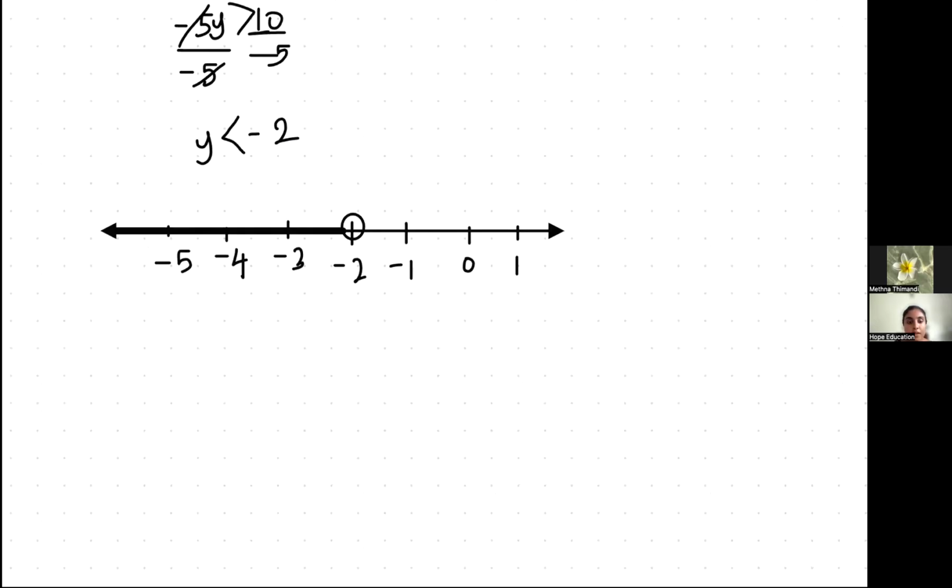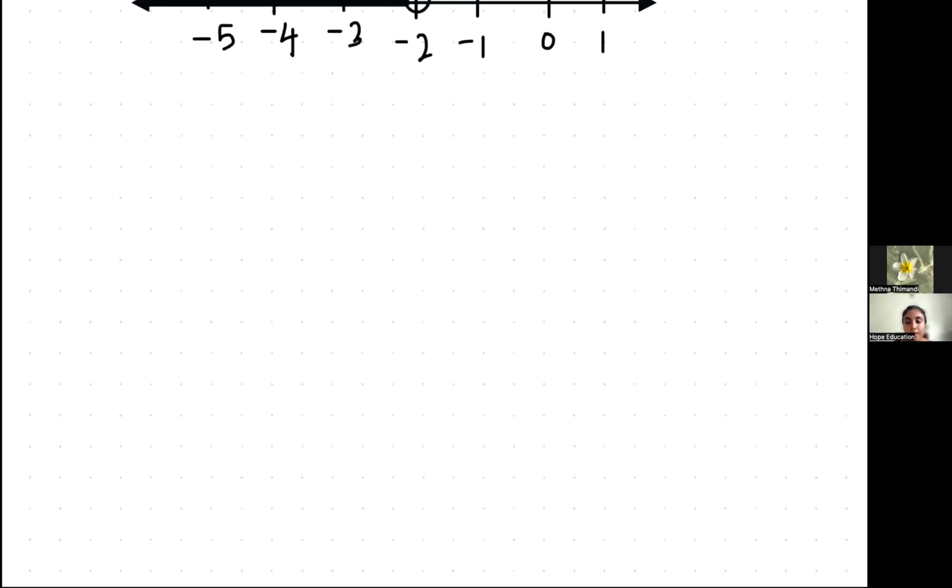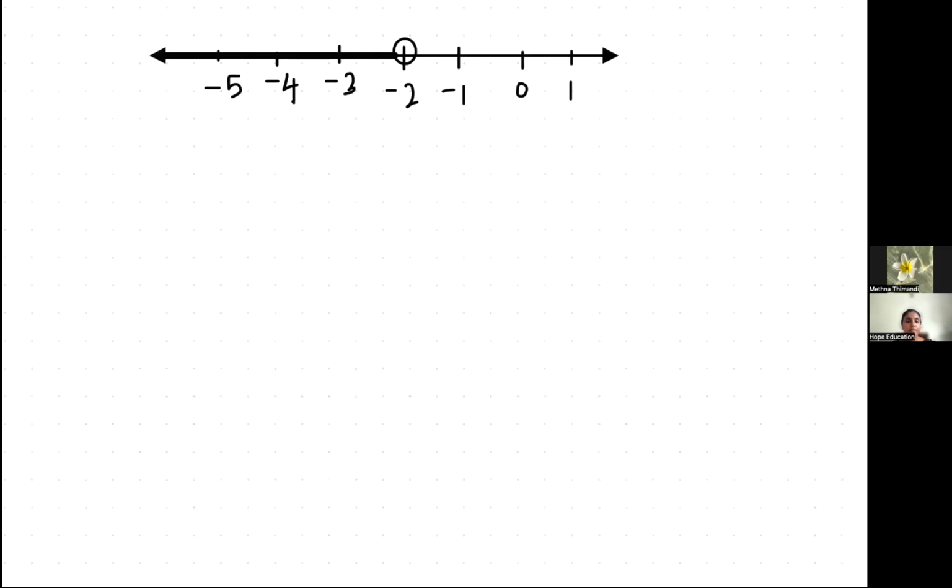Put the topic. Inequalities of the form ax plus b. This is also very easy. We have to do it the same way as before, right? That is a topic.